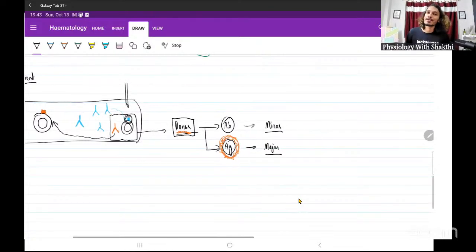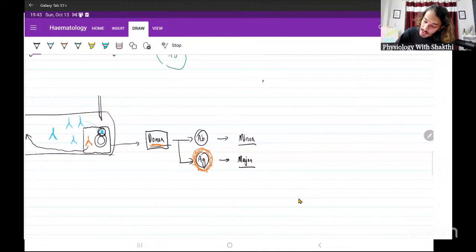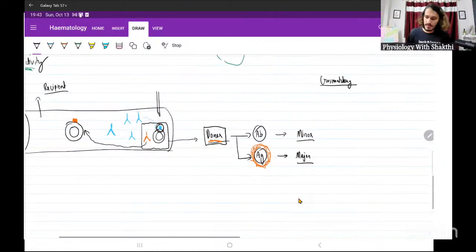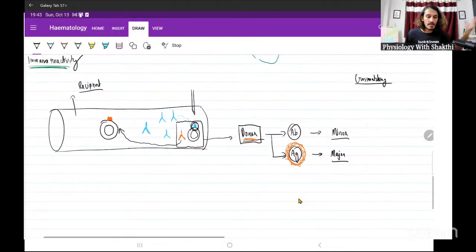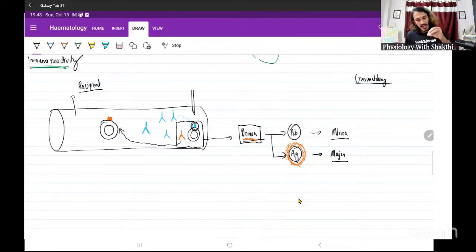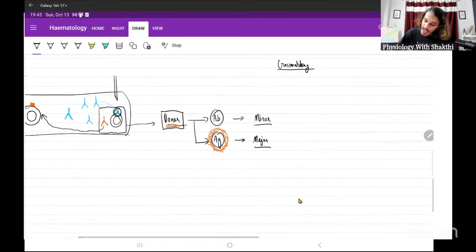So one question is usually asked. We do something called cross matching. So what do we do? We take the antigen from your donor before giving the blood. You take the antigen from that person and put it in a dish. Now you take the blood. Out of the blood, which part has the antibodies in it? Plasma. You take the plasma and put it together in a dish and see if agglutination is happening, if reaction is happening. This is what we call major cross matching.